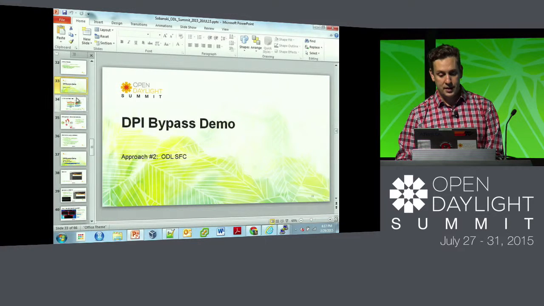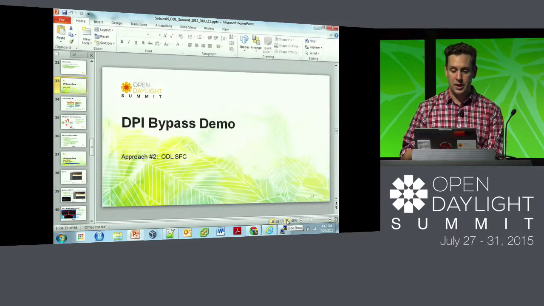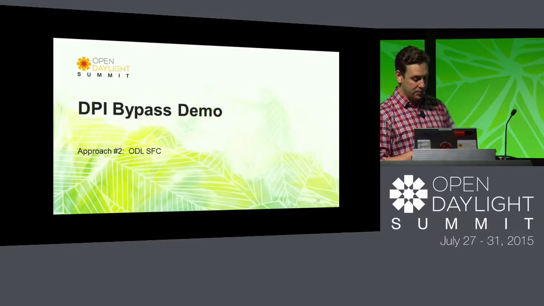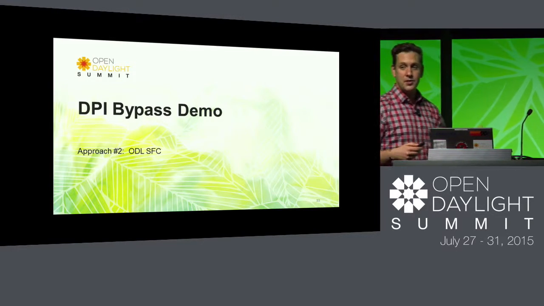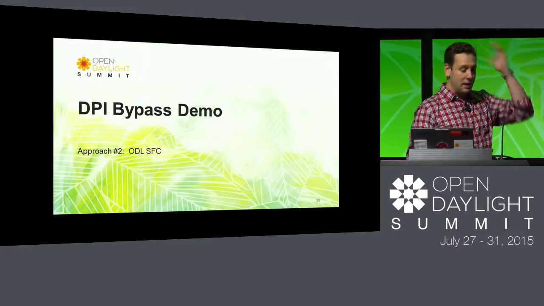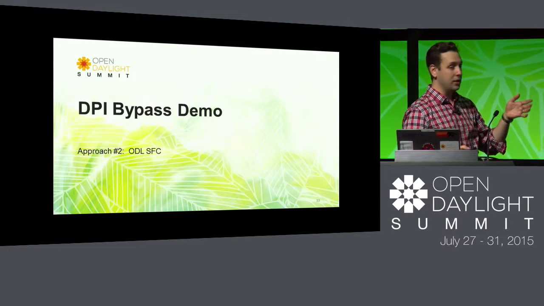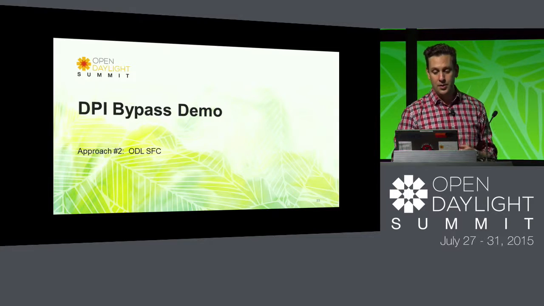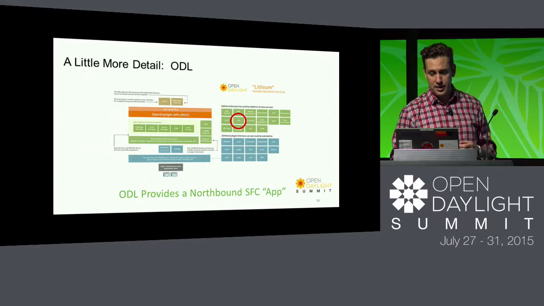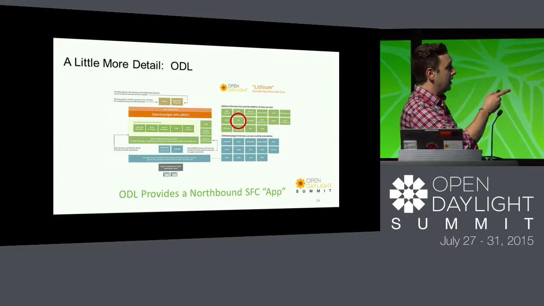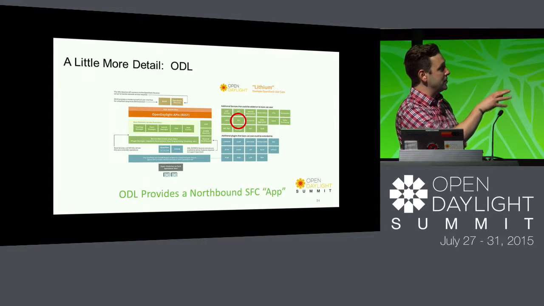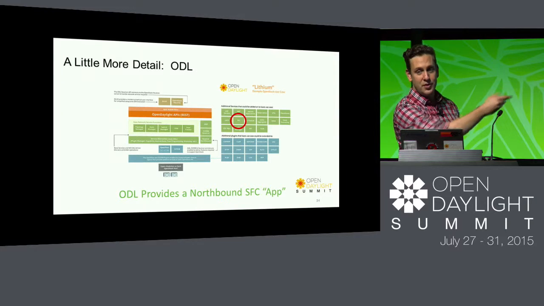All right, so this is the same approach as the first use case. But in this approach, I'm going to use the service function chaining feature. And a lot of this was based on work that Ericsson did. It was Brady, Johnson, and Ronaldo. So thanks to them. Early on, I showed those northbound apps, and right there circled, service function chaining.